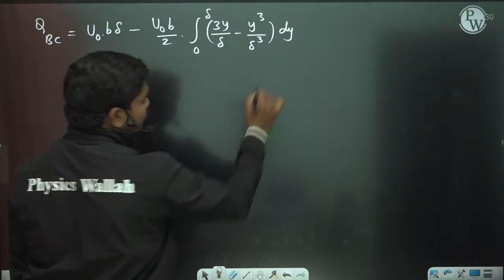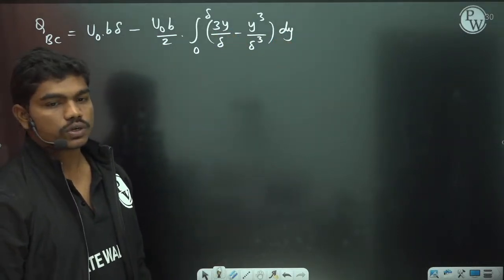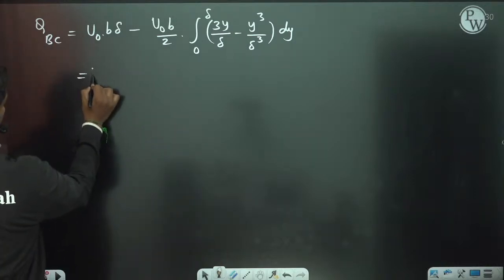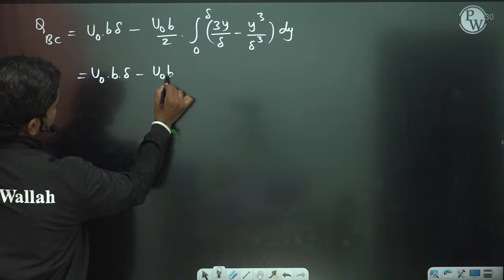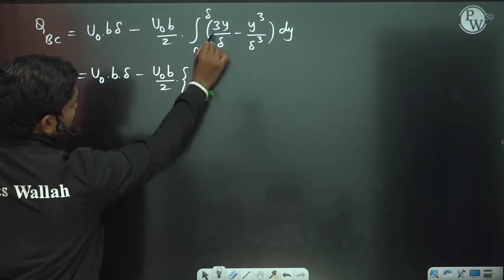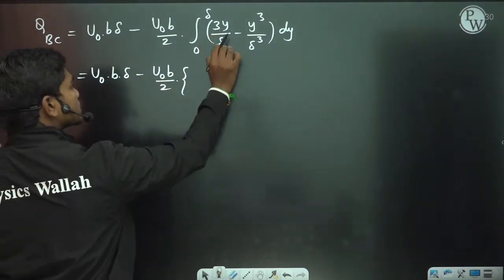So this is the difference in the discharges. Now if you simplify this result, you have u naught times b delta minus u naught b by 2 times, if you simplify this, y square by 2 delta square is what?